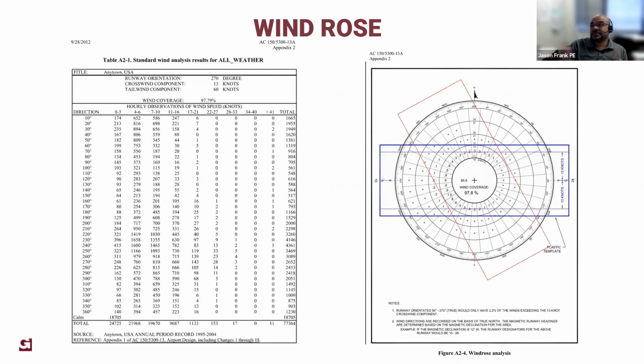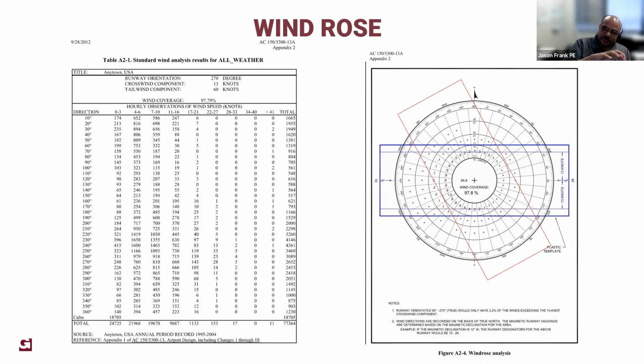In this case, it's a runway with a crosswind component of 13 knots. So it's an airport that doesn't want a high crosswind component. We want to make sure we're covering at least 95% of the wind in that direction.